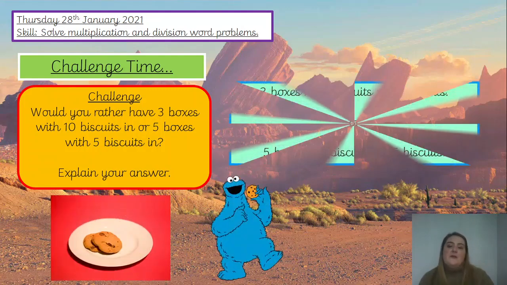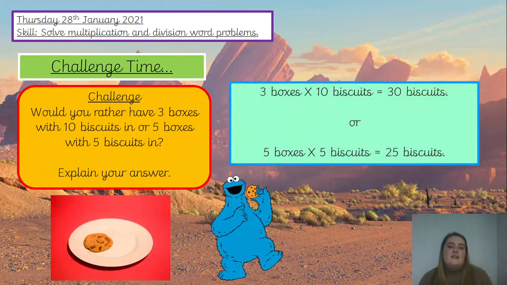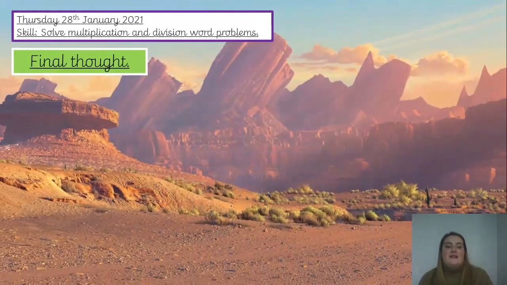Okay, so 3 boxes times 10 biscuits would equal 30 biscuits. So the first option would give you 30 biscuits in total. And the second option, you've got 5 boxes with 5 biscuits in, so 5 times 5 equals 25. So if you really like biscuits, you're definitely going to pick the first one because you get 30 biscuits. Well done if you got that correct.